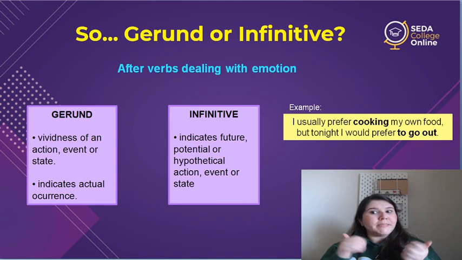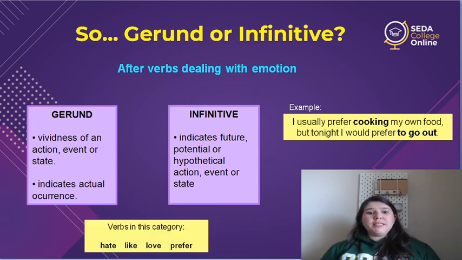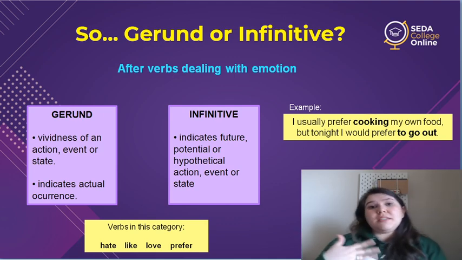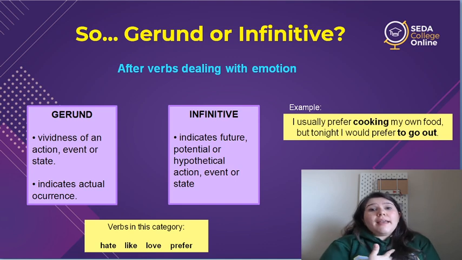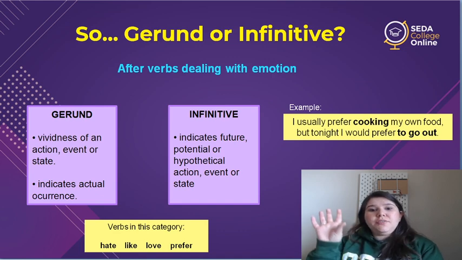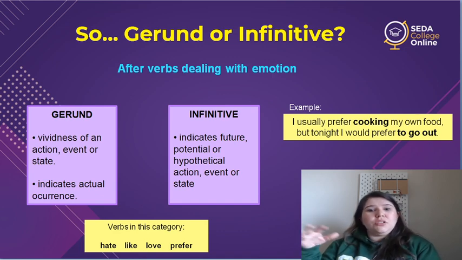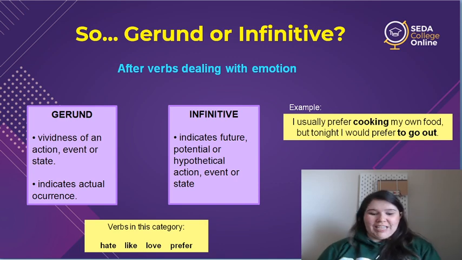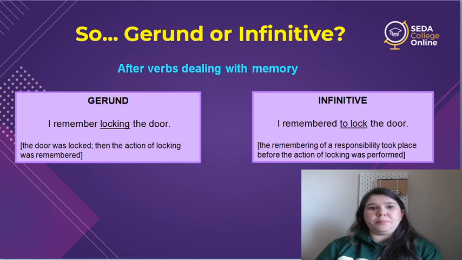Okay? Now, verbs in this category are hate, like, love, and prefer. These are verbs that express opinion and emotion. So after these verbs, we can follow these two rules. Gerund, something happened and I remember it very well, vividness. Infinitive, indication of future, potential, or hypothetical action or event. Okay. Good, let's go to the next one.